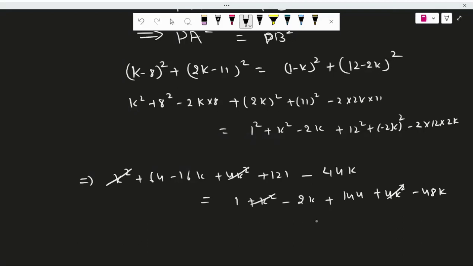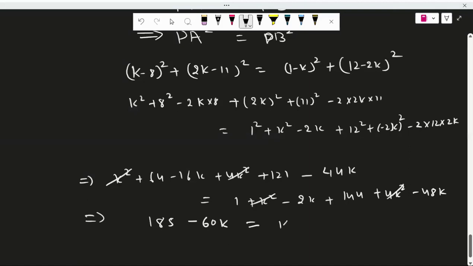Now we have 64 plus 121, which is 185. So 185 minus 44k minus 16k, that is 185 minus 60k, equals 1 plus 144, that is 145 minus 50k. Do you understand, Rajveer?